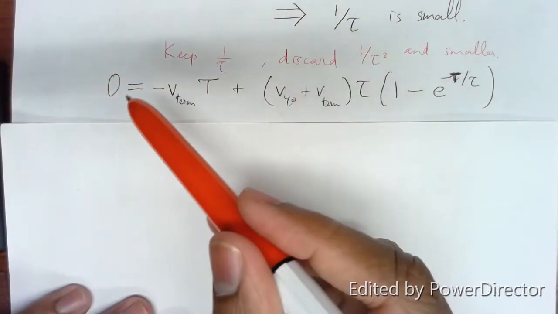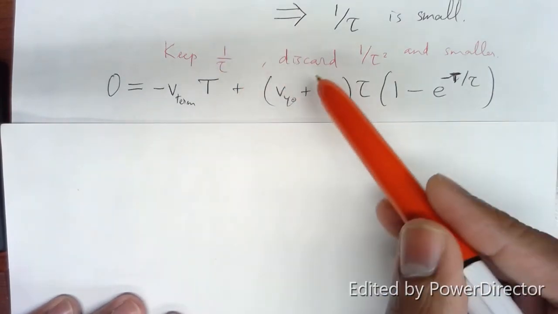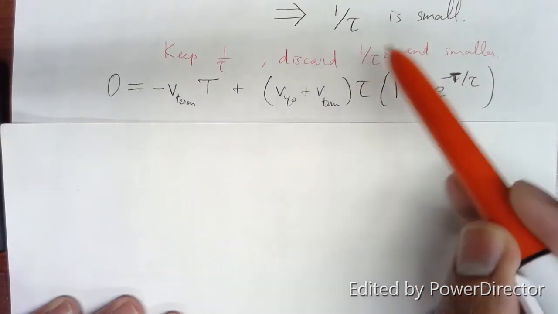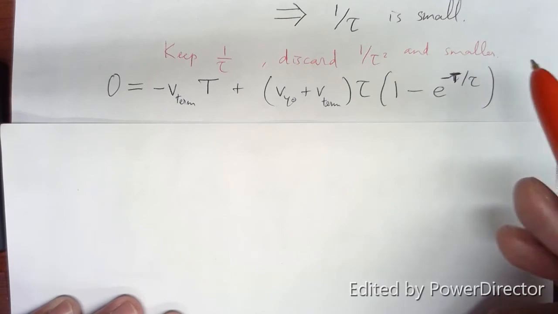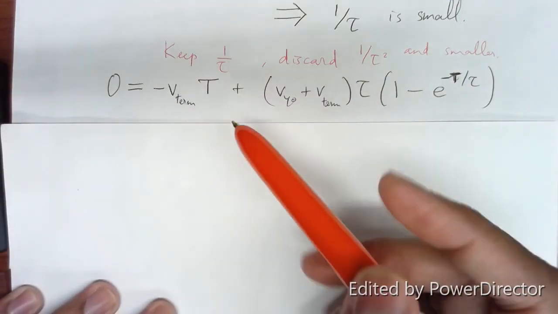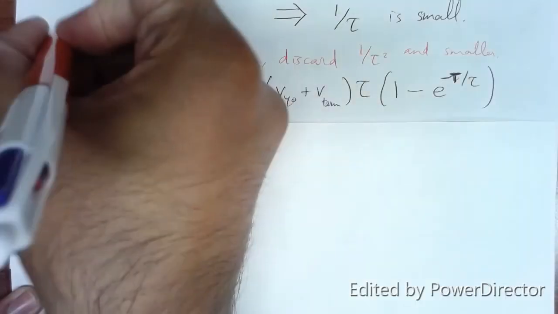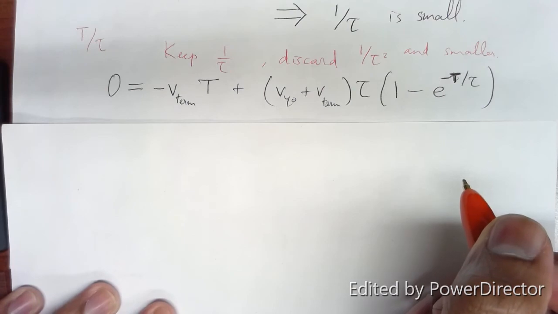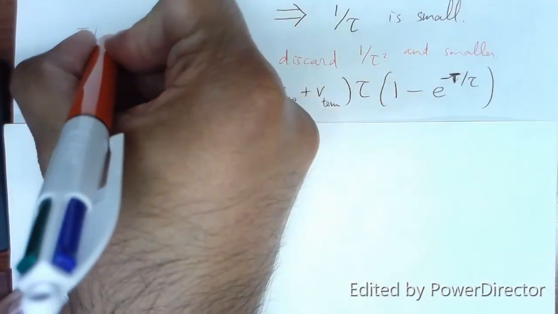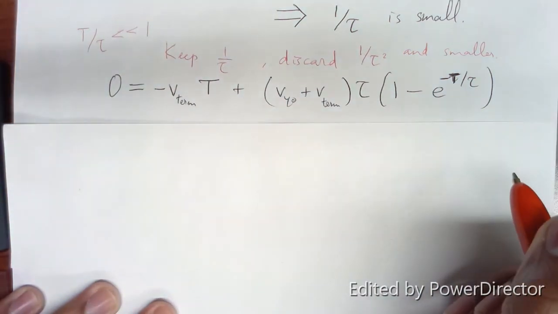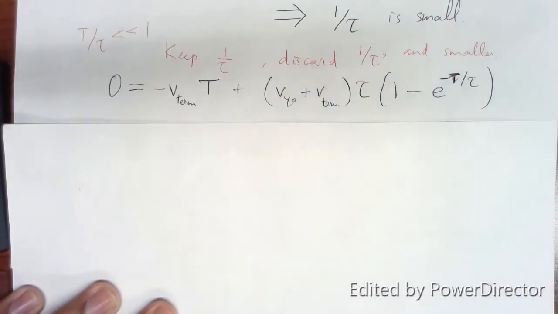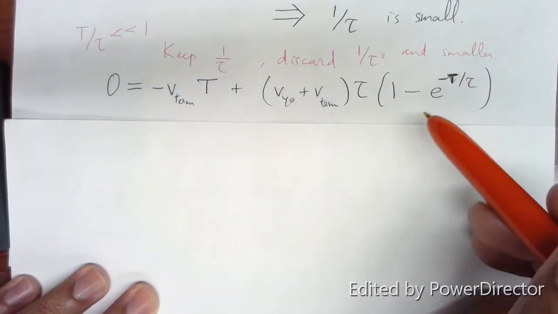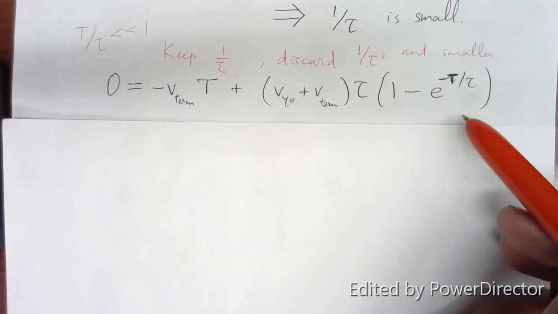We shall keep constant terms, we shall keep terms which are linear in 1 over tau, but we shall discard 1 over tau squared terms and smaller terms, because as we increase the powers of 1 over tau, they get smaller and smaller. To be precise, what we are really looking at is the ratio t over tau, which is unitless, and we are making the assumption that t over tau is much less than 1. All right, so how can we approximate this equation? Well, what is making it tough is this exponential here, so we can expand the exponential.